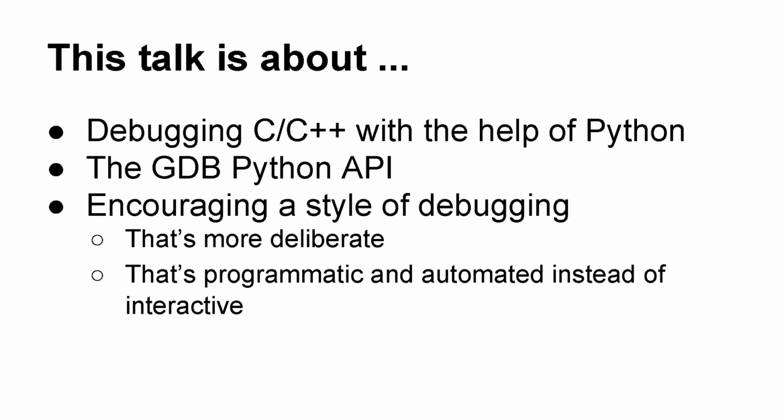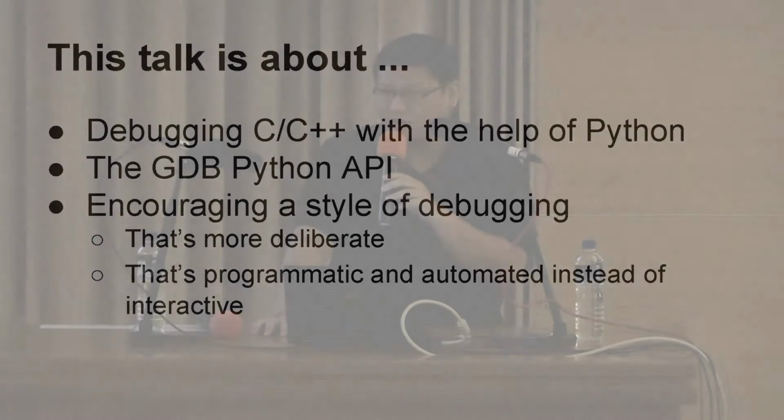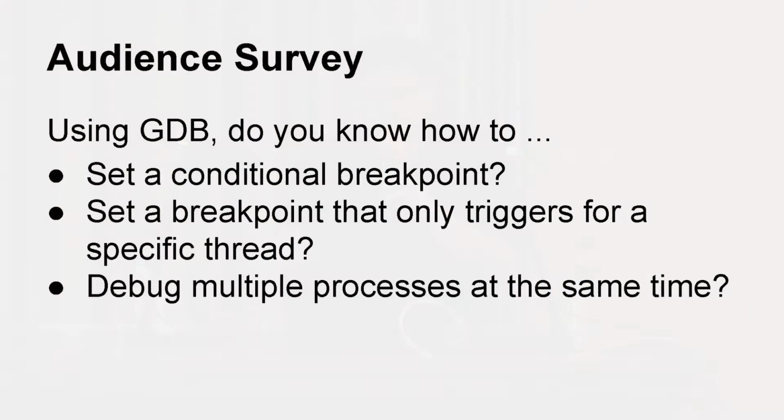And we'll go over the easy parts of the GDB Python API. GDB has had that API since about 2010, so it's pretty well deployed by now. The aim of this talk is to encourage a style of debugging that's more deliberate. Instead of just starting the debugger and banging away at the keyboard like a stupid monkey, you actually write down a plan. You write down your observations, you write down your assumptions. It's like designing an experiment before doing it.